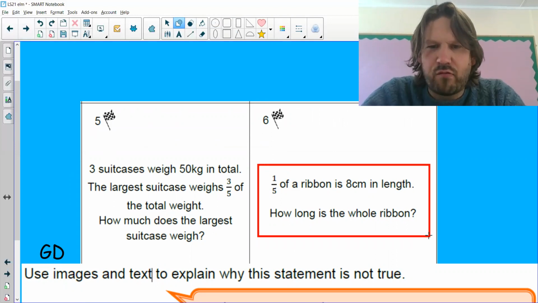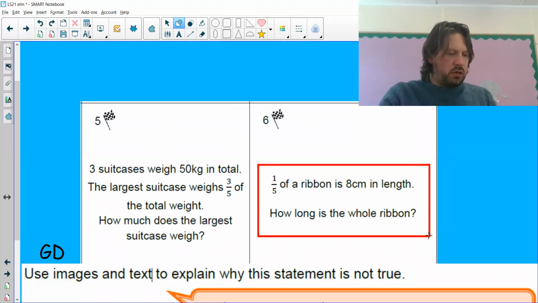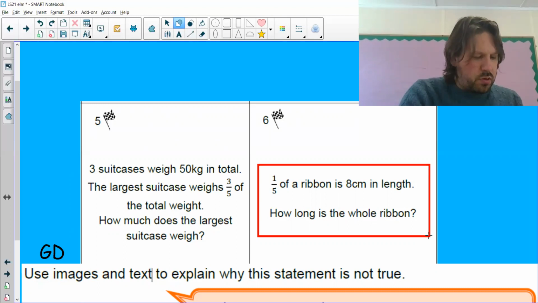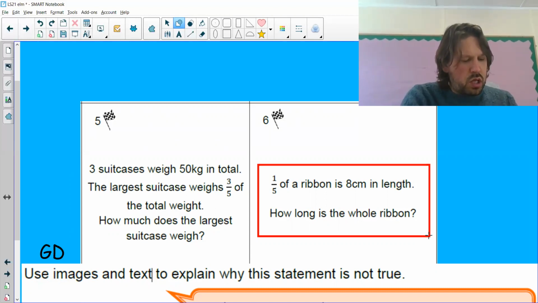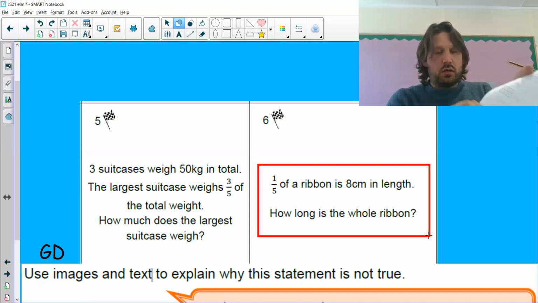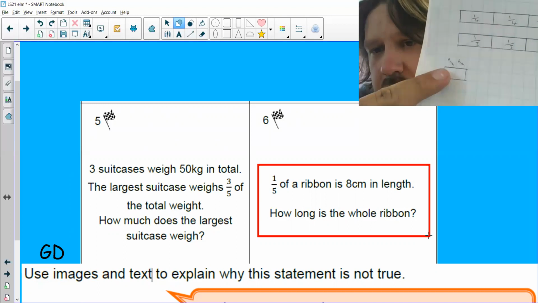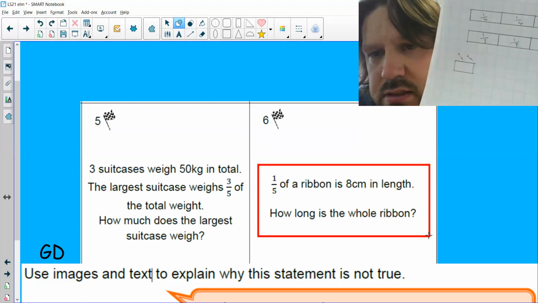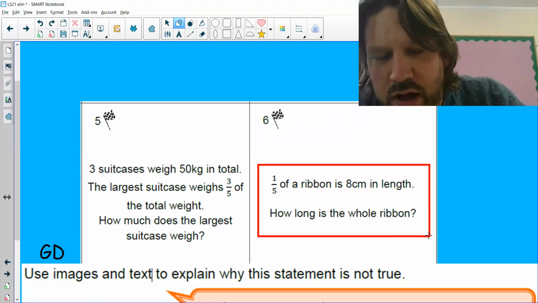A fifth of a ribbon is 8 centimeters in length. How long is the whole ribbon? So what I thought we could do is we could draw. What we could do is each box could be worth 4 centimeters. So I could draw 2 boxes. This. That is 8 centimeters. And that's 1/5.